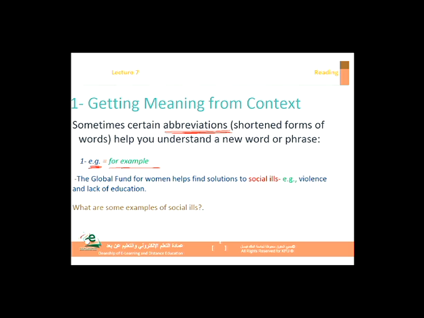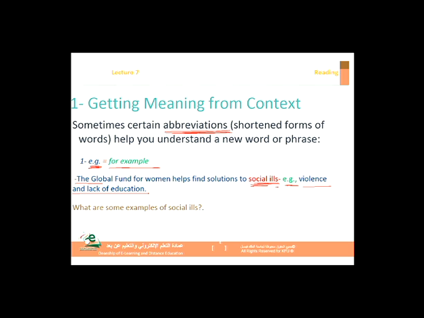Let's look at this exercise here. The Global Fund for Women, we are reading here. Let's assume that we are reading this sentence now. The Global Fund for Women helps find solutions to social ills. Let's assume that we don't know what is really meant by social ills. You might know the word social or society, ills or diseases, but social diseases, what is meant by that? So we continue reading. We have, for example, and then we have violence and lack of education.